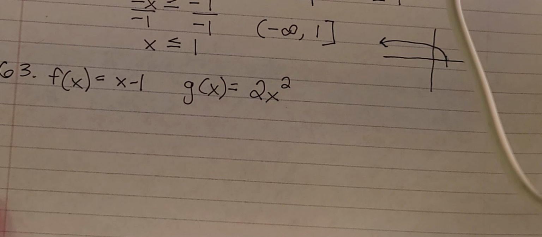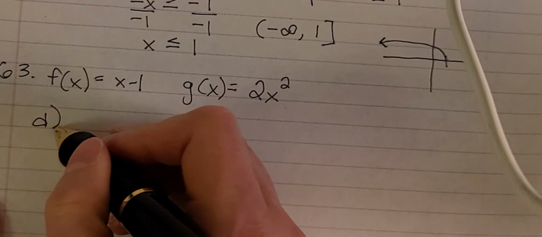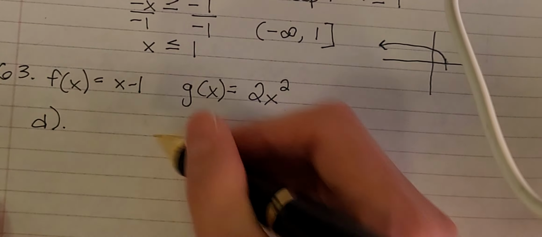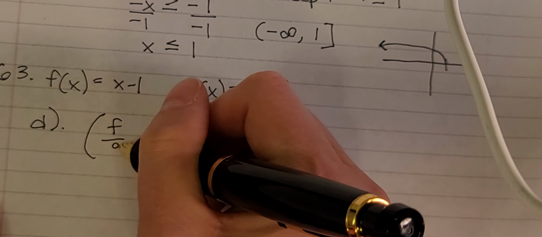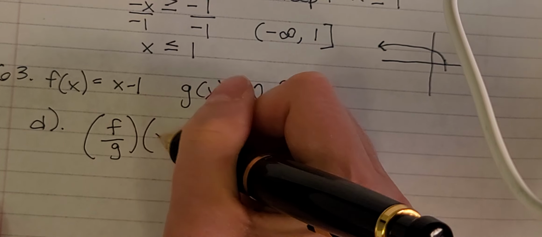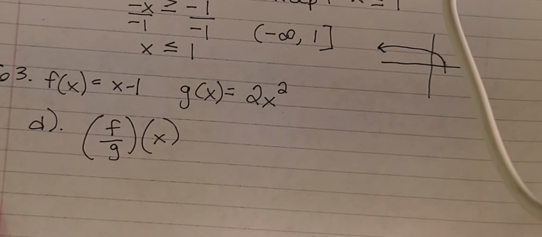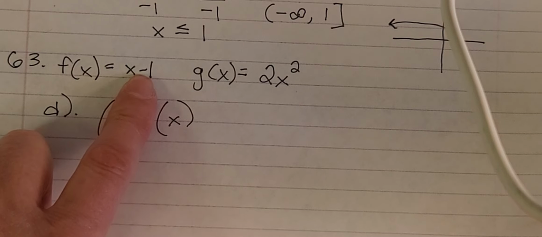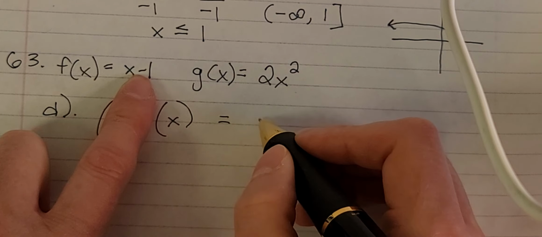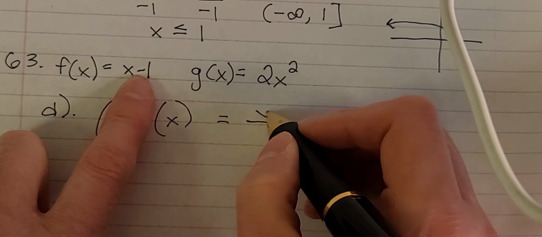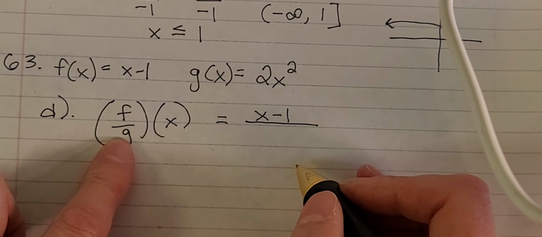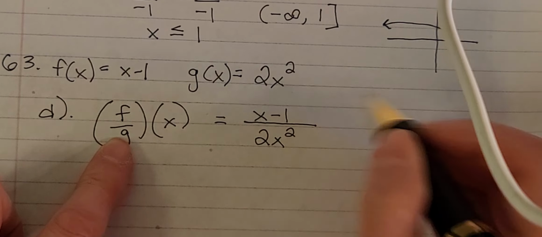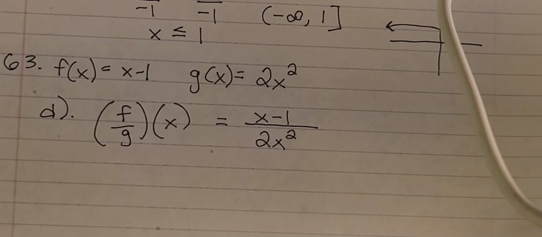Okay, so part D says f divided by g of x. So all you have to do is take the f part, put it on the top. That's going to be your numerator. And then your g part's going to be your denominator. So you just put it like this, over 2x squared, and you're finished. That's all they want you to do.